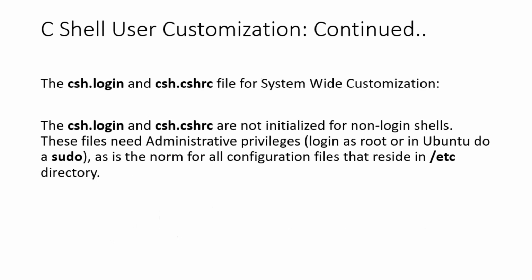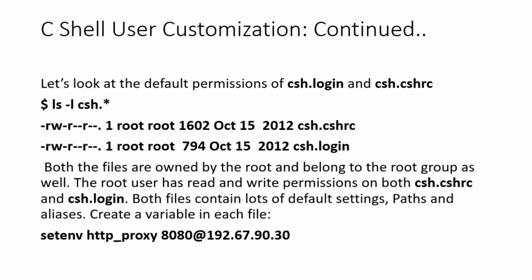We continue with C Shell user customization. csh.login and csh.cshrc are used for system-wide customization. Make changes in these files so that all users logging into this machine will have the same default settings. Let us perform a small exercise. Let's look at the default permissions of csh.login and csh.cshrc. Both the files are owned by the root and belong to the same root group as well. The root user has read and write permissions on both csh.cshrc and csh.login. Both files contain a lot of default settings, paths and aliases.